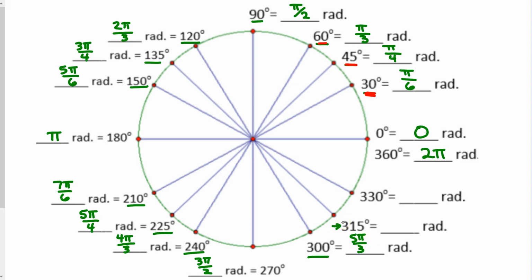315 degrees is 7 times 45 degrees, so that would be 7 times pi over 4, so 7 pi over 4. And 330 degrees is 11 times 30 degrees, so that would be 11 times pi over 6, so we call that 11 pi over 6. And you could do this for bigger angles too, like let's say for example 450 degrees. That would be 5 times 90 degrees, so that would be 5 pi over 2 radians. Often we don't write the word radian, we just leave it off, and if we leave it off we're implying radians.